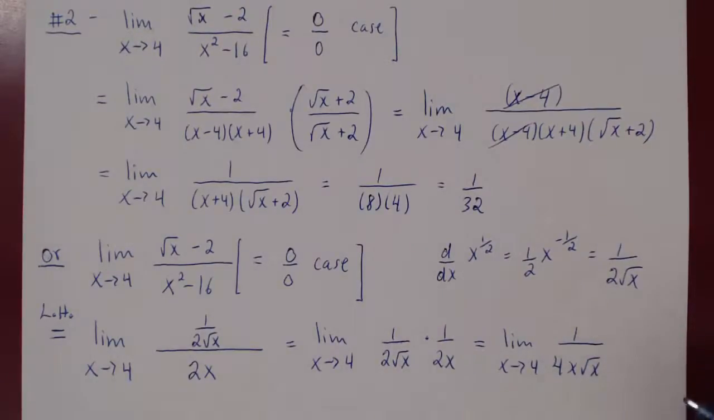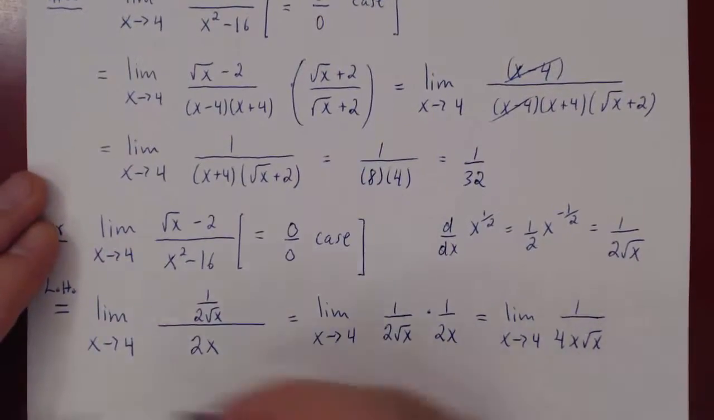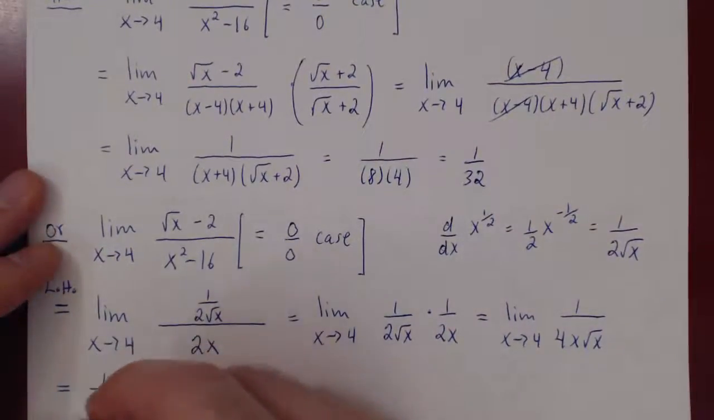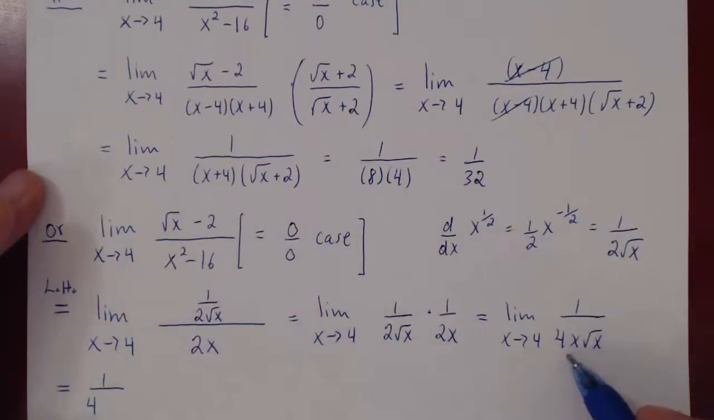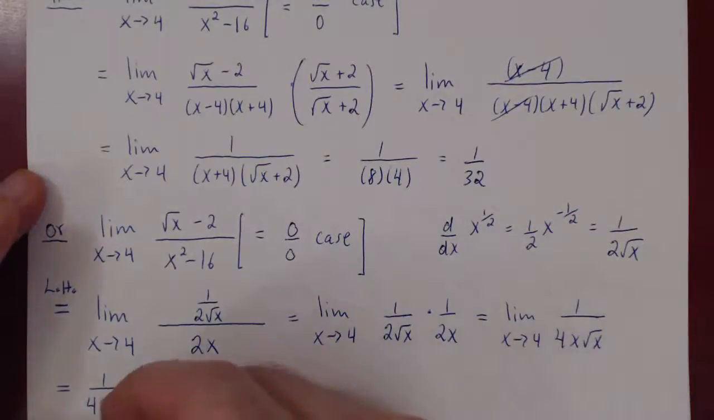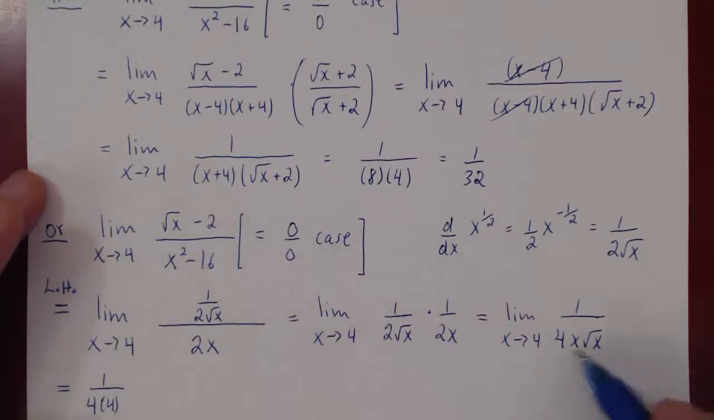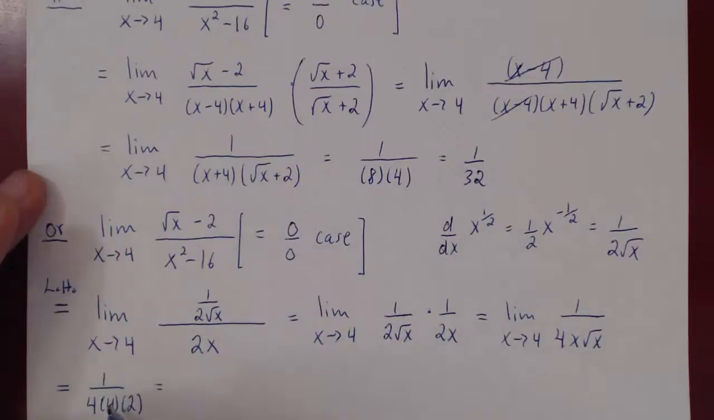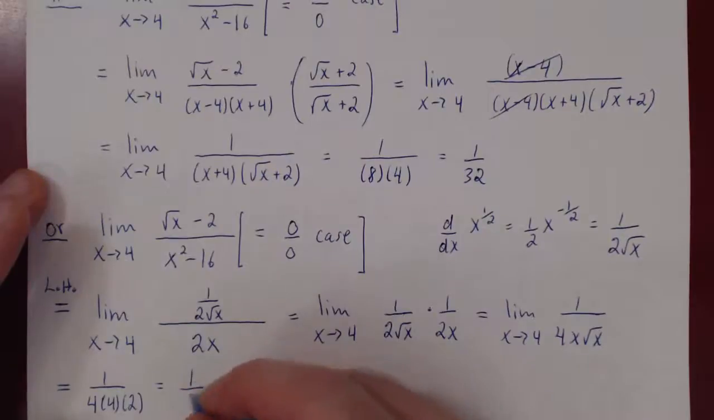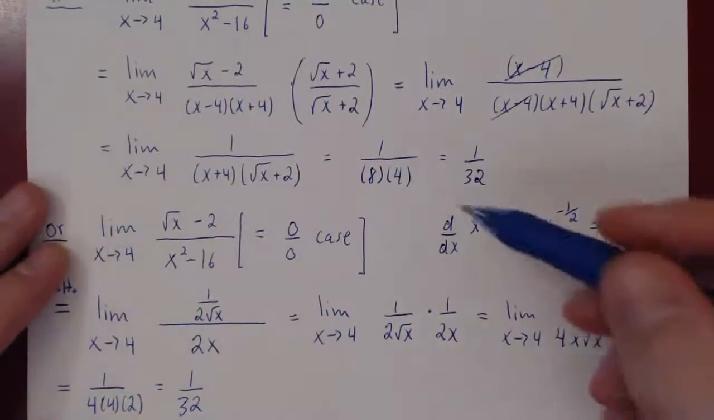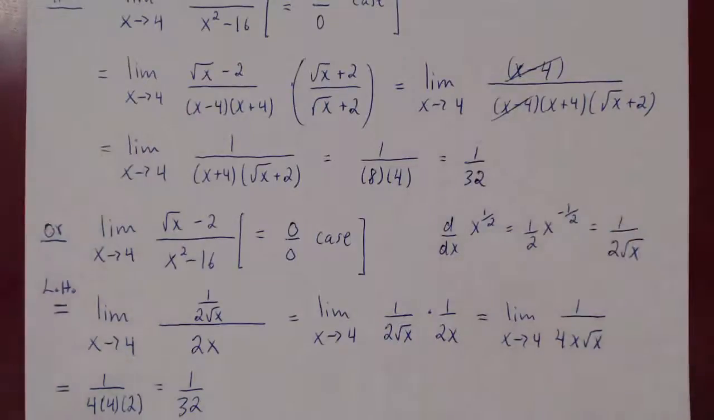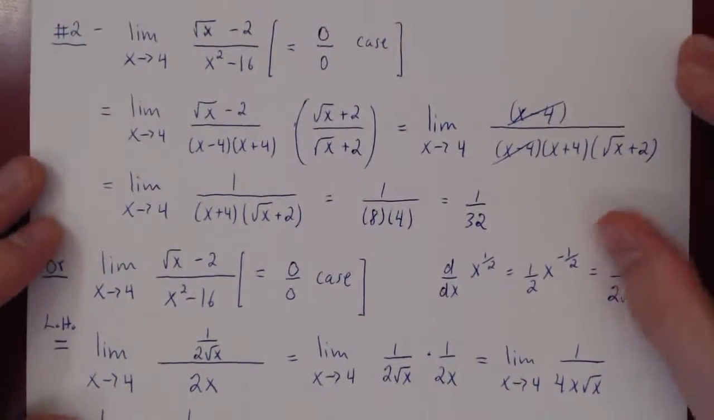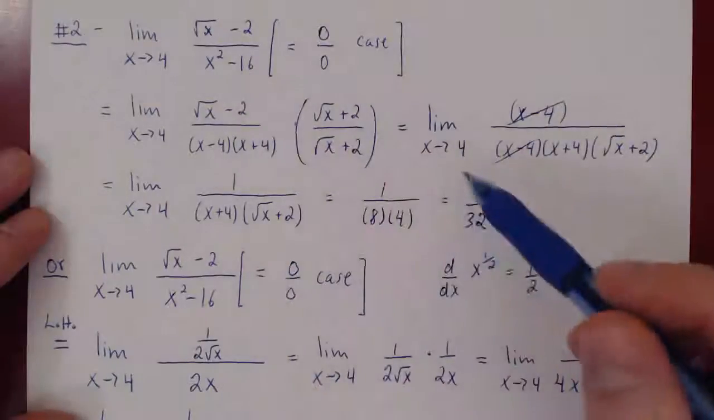Well, let's see now. This will be equal to 1 over 4 times, as x approaches 4, therefore 4 times 4. And as x approaches 4, root of x approaches root of 4, which is 2. So we get 1 over 4 times 4, 16, times 2, 32. And we get 1 over 32, just as we did using conjugation. There you go. So we find the limit using an old method of conjugation. The limit is 1 over 32.